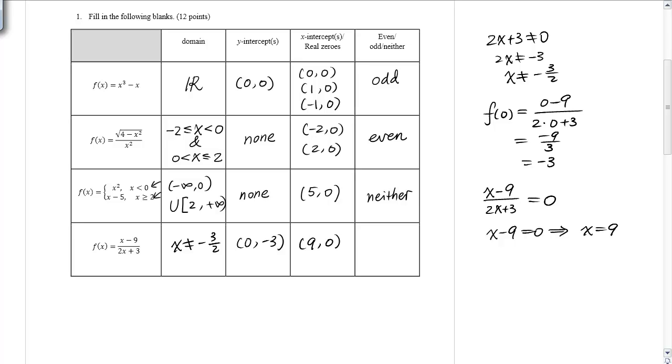To determine if the function is even, odd, or neither algebraically, f(negative x) in this case equals (negative x minus 9) divided by (negative 2x plus 3). And if you compare this to the original function, this does not equal f(x). This does not equal negative f(x). Therefore, the answer is neither.